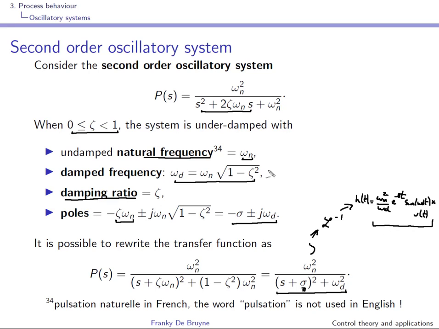Okay, so such a system has an oscillatory behavior, and the impulse response is a sine that is damped, and a system that has such a behavior is, for instance, a spring mass system with friction.